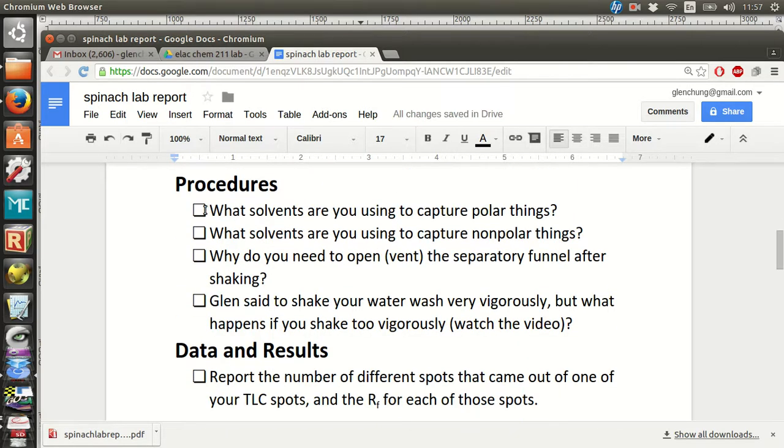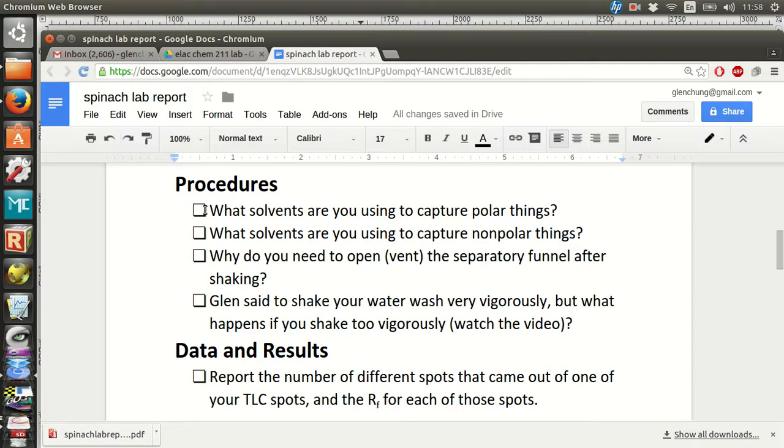And then in the procedures, please, of course, write the procedures in your own words. You could use pictures if you like, if pictures will allow you to use fewer words. But in addition to that, please also make sure that you include the answers to these questions. What solvents are you using for polar things? What solvents are you using for nonpolar things?